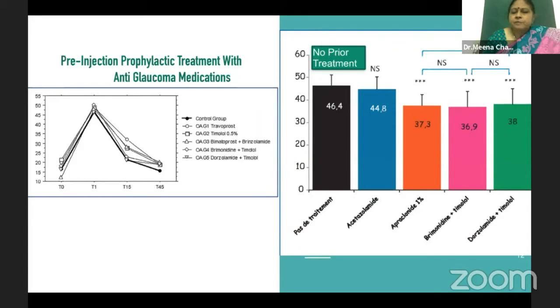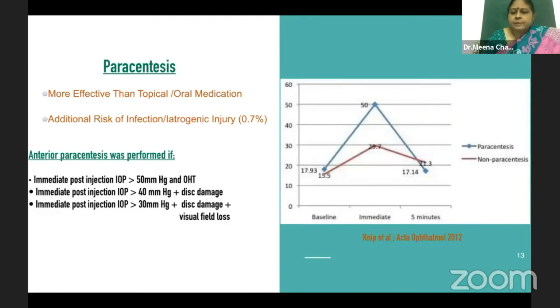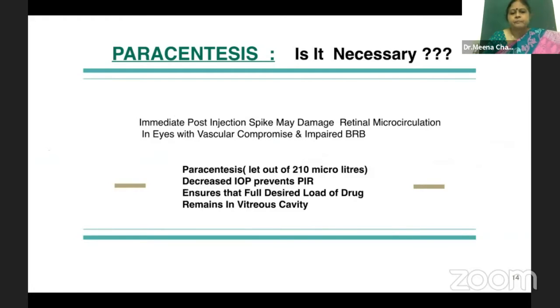Pre-injection prophylactic treatment with topical or systemic anti-glaucoma medication also was not found to have a role. The single important procedure that reduced the transient elevation of intraocular pressure was performing a paracentesis, and this is necessary in eyes which already have pre-existing glaucoma, especially if there is disc damage and visual field loss. However, this procedure carries an additional risk of iatrogenic injury in about 0.7% of subjects.